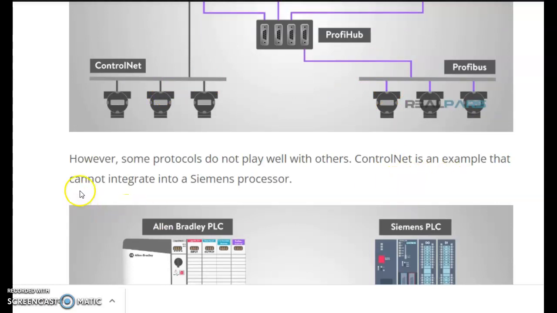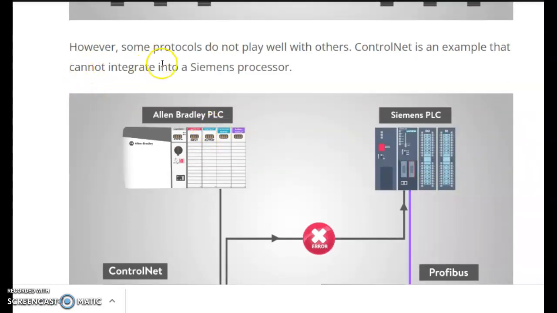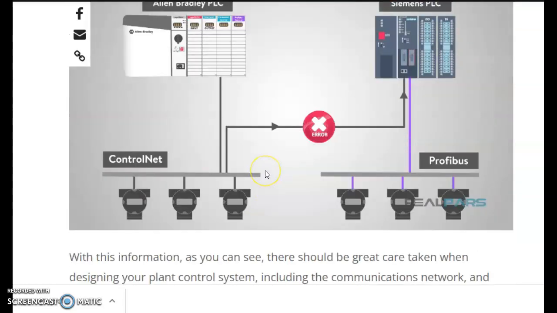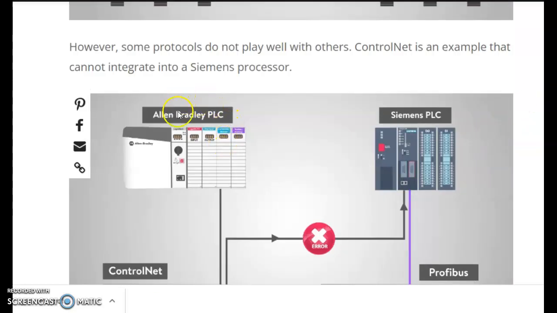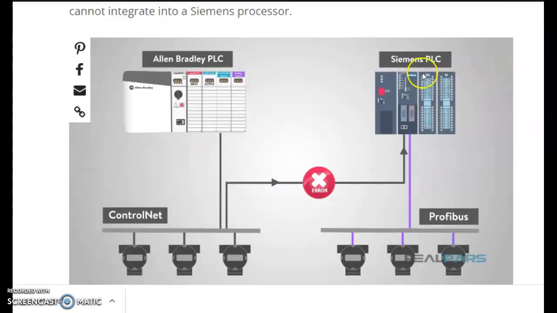ControlNet is an example that cannot integrate into a Siemens processor. Here not able to connect. Here Schneider not able to connect. Some protocols would not play well with the others. ControlNet is an example that cannot integrate with the Siemens processor. Here, ControlNet, Profibus, ControlNet connected to Allen Bradley. This one, ControlNet, if you connect to Siemens PLC, it shows an error; only Profibus will connect.